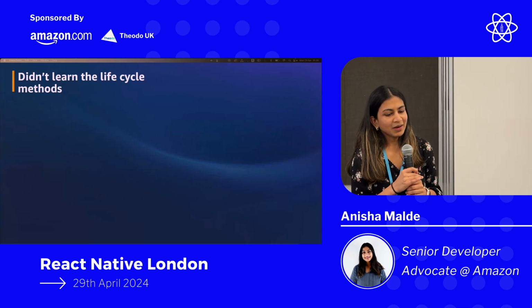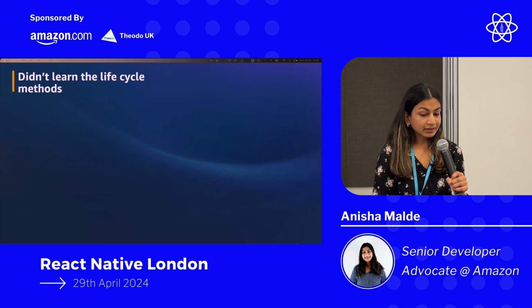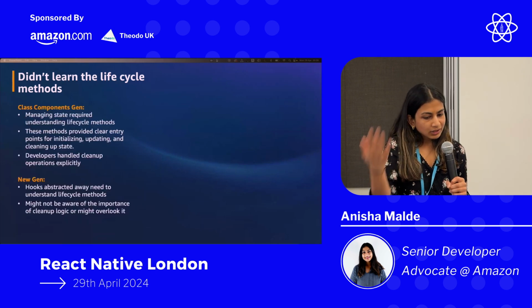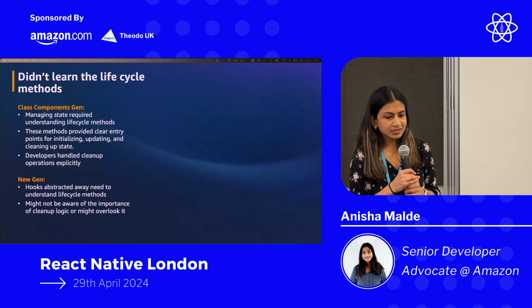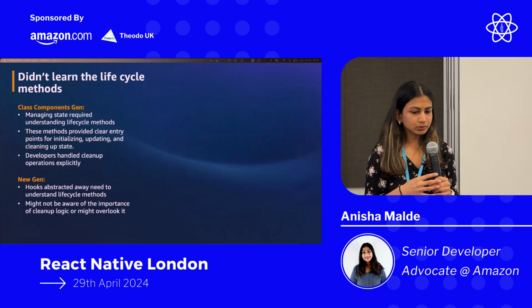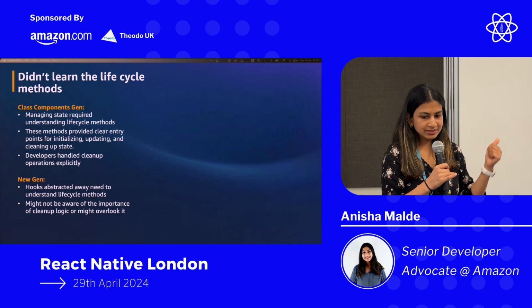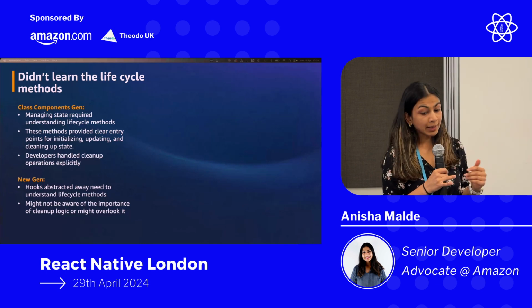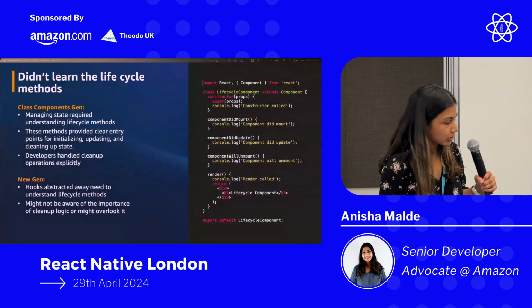learner of React. So first up, the new gen of React devs didn't learn the lifecycle methods. For the class component generation, managing state meant you were forced to understand the nuances of lifecycle methods. These methods provided clear entry points for initializing, updating, and cleaning up state that the release of hooks abstracted away. And this is what the code used to look like.